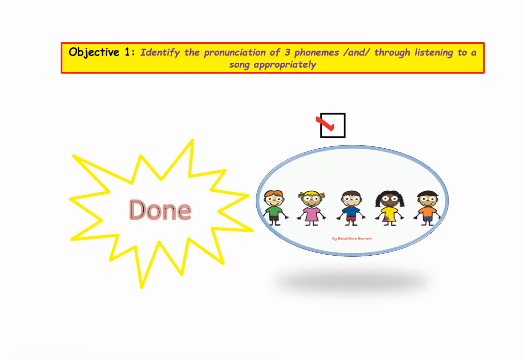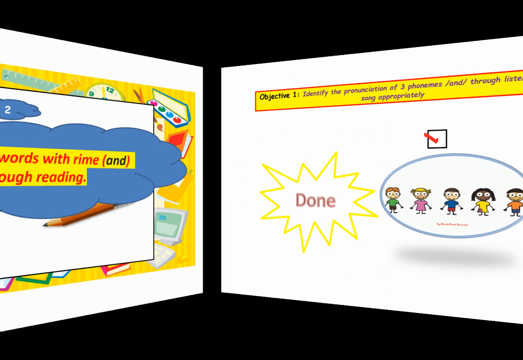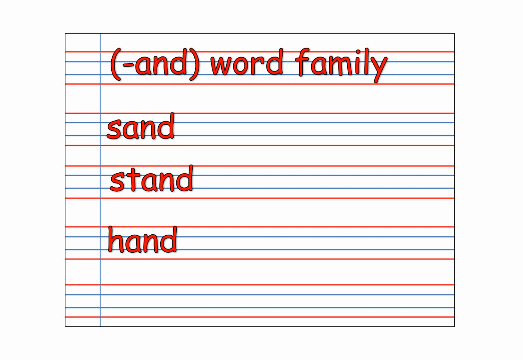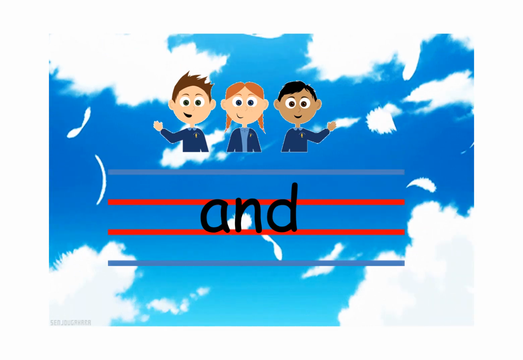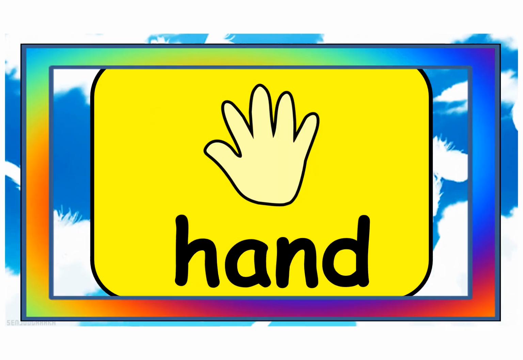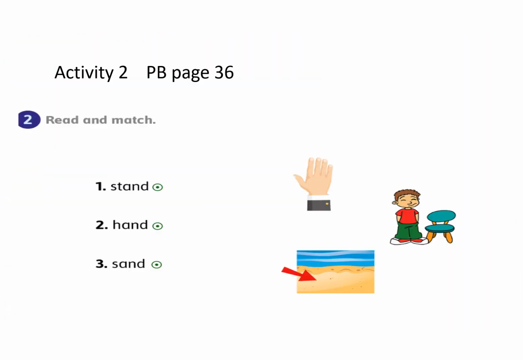We have finished the first objective. Now we come to the second objective, which is identify the words with rhyme correctly through reading. And word family: sand, stand, hand. Sand, hand, stand. Now we come to the assessment. Activity number 2. Here is the book, page 36. Read and match. Stand, hand, sand.